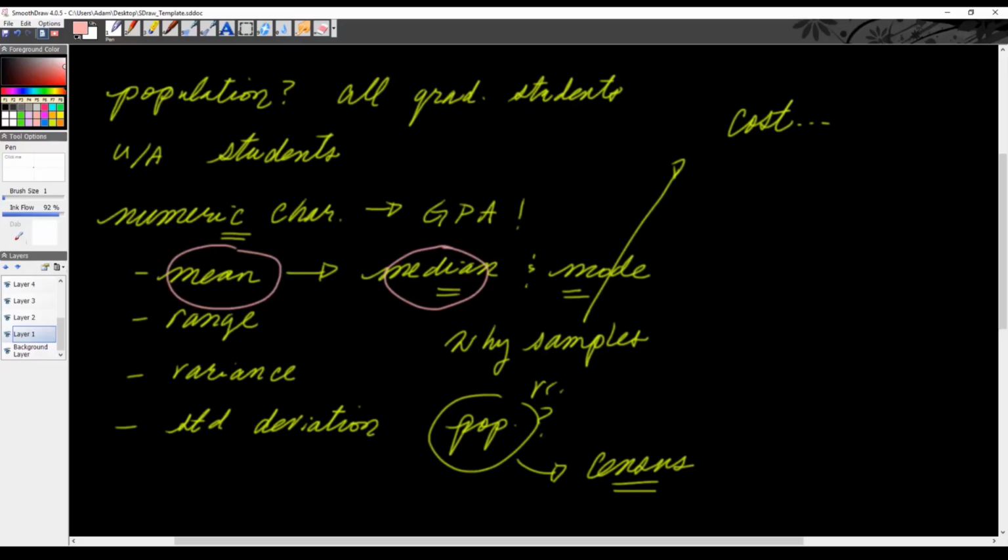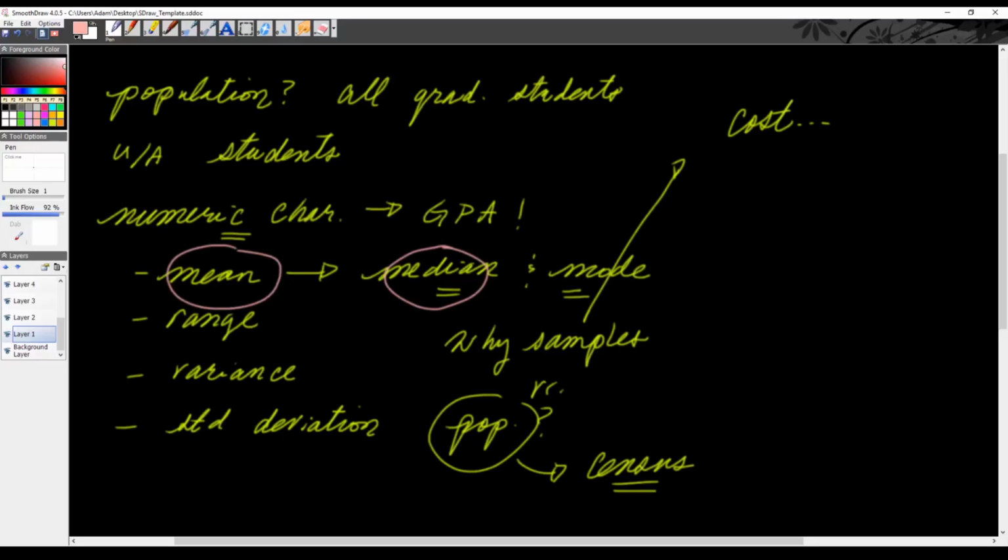There are different reasons why we take a sample. A couple of big ones. Number one is cost. In other words, it's a heck of a lot less expensive for me to take a random sample of all graduate students and measure some numeric characteristic like grade point average versus measuring that numeric characteristic for the entire population. So cost.